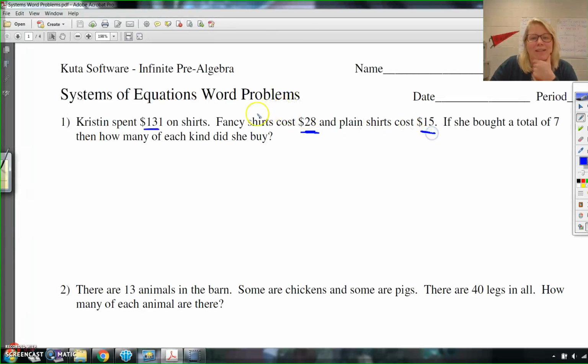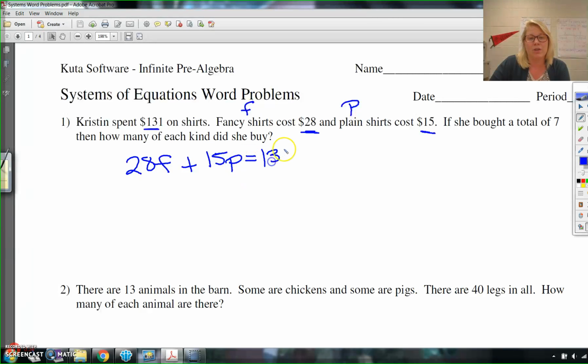Okay? So I have fancy shirts. Let's call that F. I have plain shirts. Let's call that P. Okay? So a fancy shirt costs $28 each. So 28F plus $15 for each plain shirt, and I spent a total of $131, right? Then, if she bought a total of 7, then how many of each kind did she have?